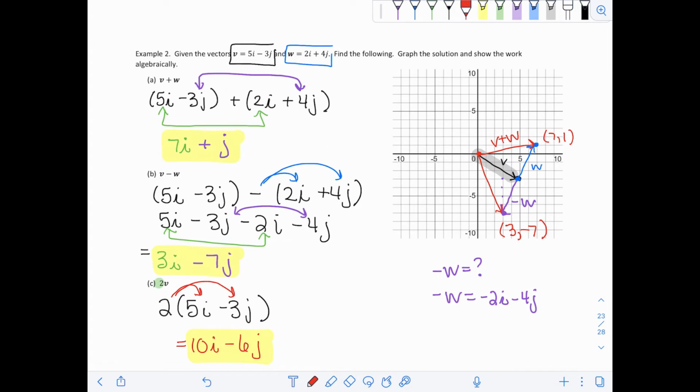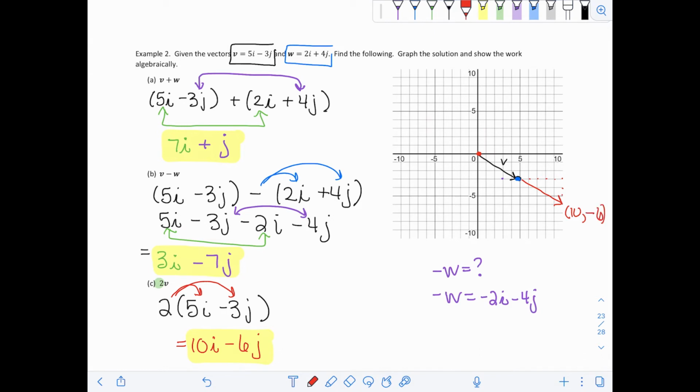So if we look at our original vector v, and so it doesn't get too messy on our graph here, I'm going to erase the work that we've already done. And if I wanted to do 2 times v, I would multiply by another one. So I'm just going to put another v right at the end of this one. So I would go to the right 5. 1, 2, 3, 4, 5. And down 3. 1, 2, 3. And you'll see that where we end is 10, negative 6.